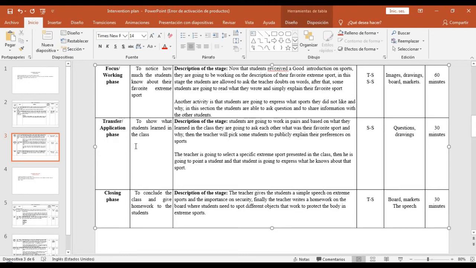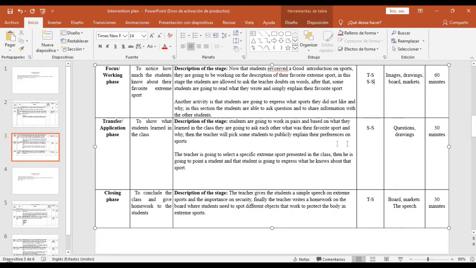In the transfer application phase, the aim is to show what students learned in the class. The description of the stage is that students are going to work in pairs, and based on what they learned in the class, they're going to ask each other what was their favorite sport and why. Then the teacher will pick some students to publicly explain their preferences on sports. The teacher is going to select a specific string sport presented in the class. Then he is going to point to a student, and that student is going to express what he knows about that sport. This is a student-student interaction, and the resources are going to be questions and drawings.